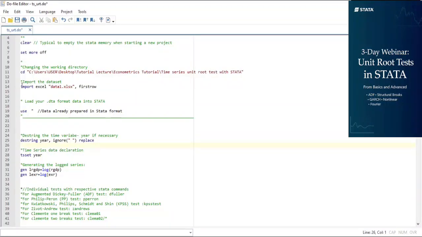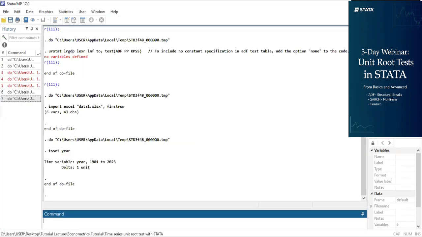After importing the data set, the next thing is to TS set the data set by running the line of code in line 28. Let me run this. Let me confirm from the data environment that yes, there's no issue.